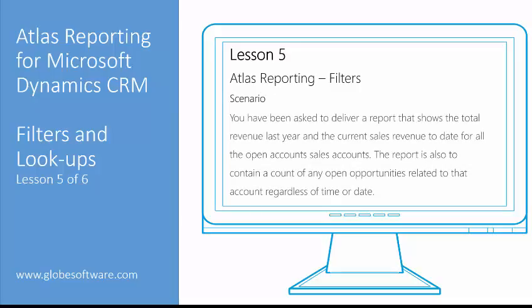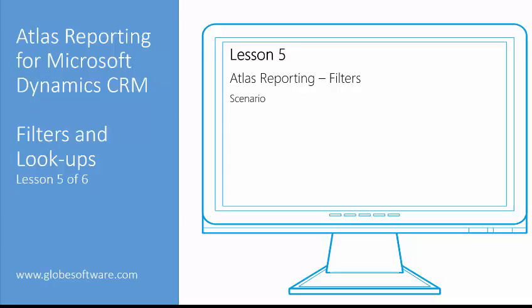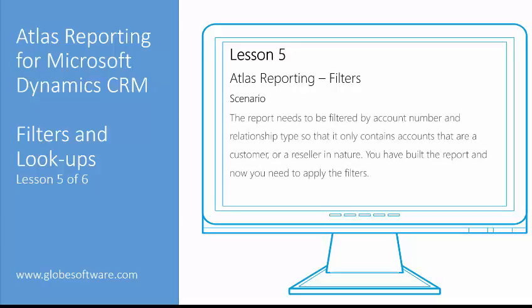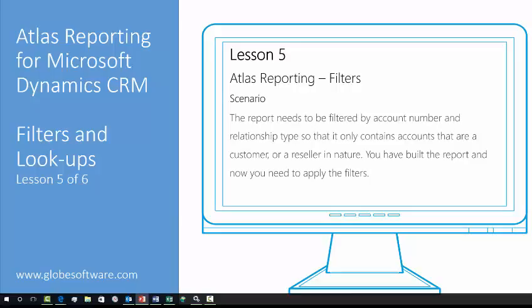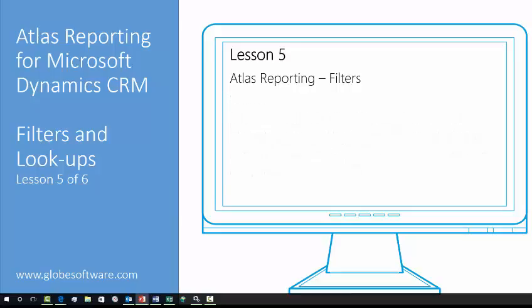Your scenario. You've been asked to deliver a report that shows the total revenue last year and the current sales revenue to date for all the open US sales accounts. The report is to also contain a count of any open opportunities related to that account, regardless of time or date. The report needs to be filtered by account number and relationship type so that it only contains accounts that are a customer or a reseller in nature. You've built the report and now you just simply need to apply the filters.